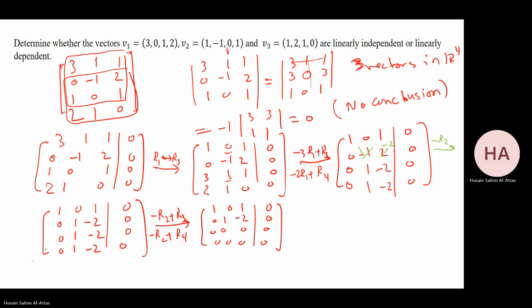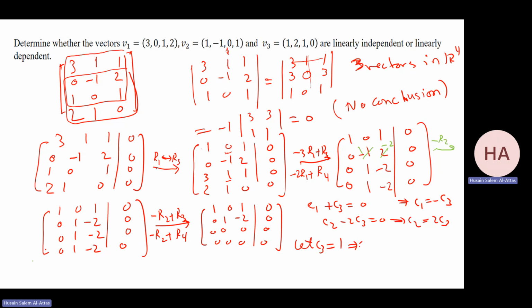So I have C1 plus C3 equals 0, and C2 minus 2C3 equals 0. From here, I'm getting C2 equal to 2C3. From here, I'm getting C1 equal minus C3. So I let C3 equal 1. So I have C2 equal to 2 and C1 equal minus 1. So we have solutions. We actually have infinitely many solutions. So the vectors are linearly dependent.